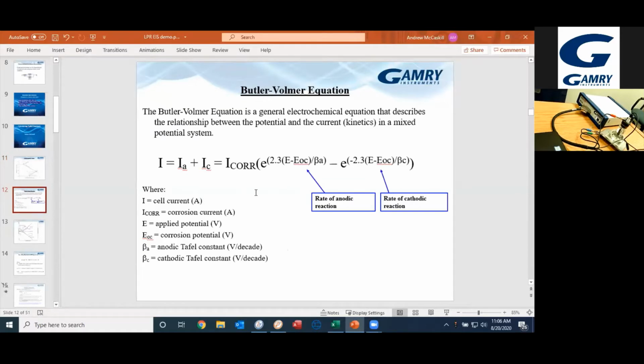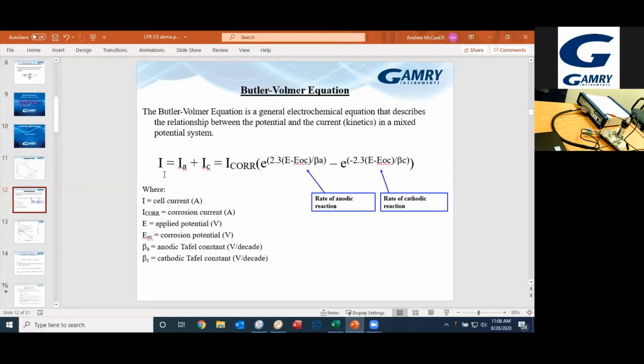And basically, the Butler-Volmer equation here, hopefully everybody's seen this before, but again, we'll briefly discuss it. It is a relationship that models what is happening between the potential and the current in said mixed potential system.